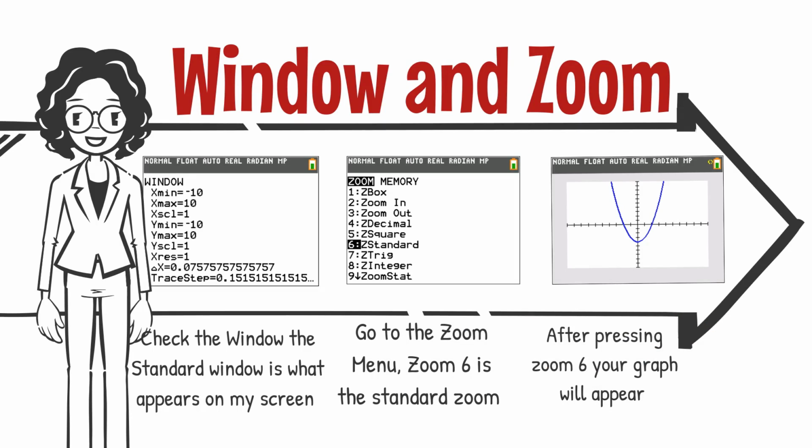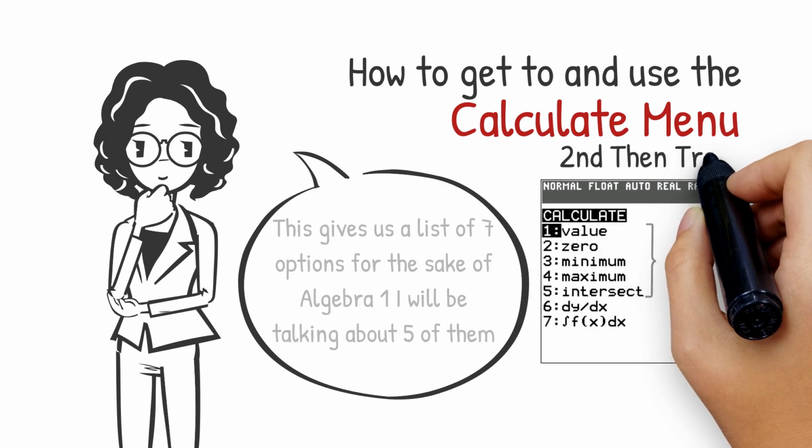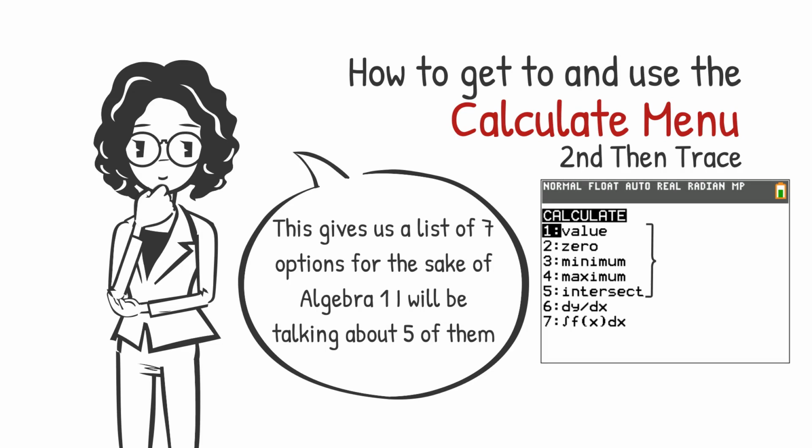After we look at the graphs, we can go to the calculate menu. To get here, we hit second, then trace, which is the fourth gray button. This list gives us 7 options. For the sake of Algebra 1, I'll be talking about 5 of them. Number 1 on the list is value.